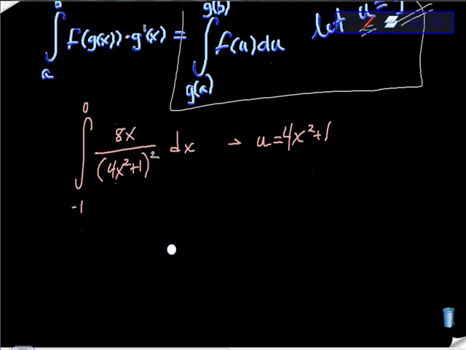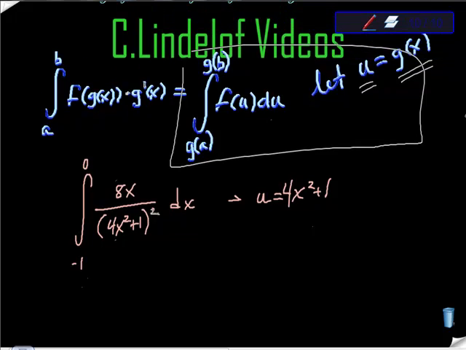This is what you guys were talking about, and you're right. I just wasn't going there yesterday. If you see the definite integral a to b of f of g of x times g prime of x, you can integrate that using u substitution by taking the definite integral from g of a to g of b of f of u du, letting u equal g of x.